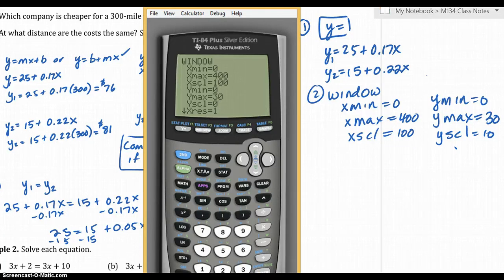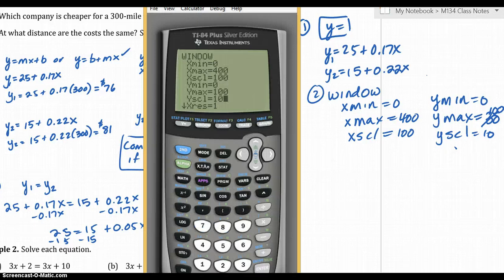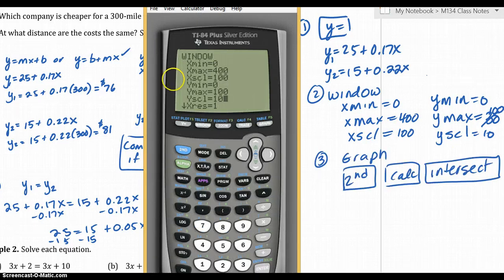0 to 30, why did I choose 30? Because my biggest y here. Well, actually, you know what? We might want a little bigger than that, because it's going to go up, isn't it? And I really don't know how much it's going to go up. So maybe I want to try 100 there. Maybe that would be better. And I decided to count by tens. And finally, we're going to go to graph. There's one. I did make it large enough. Good. So you can see maybe 30 would not have been large enough.